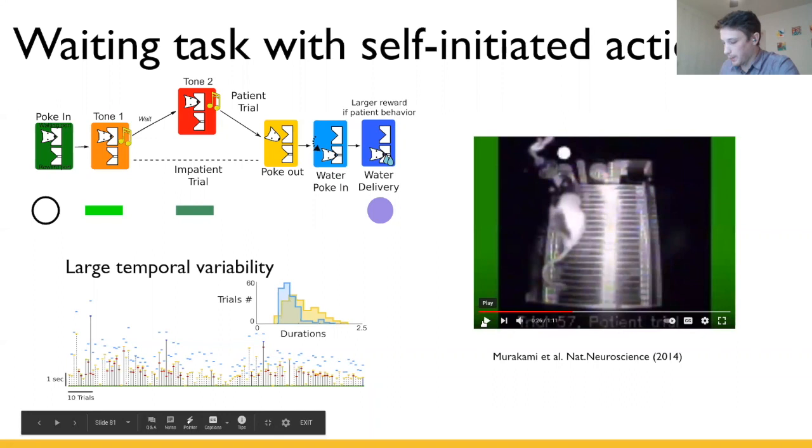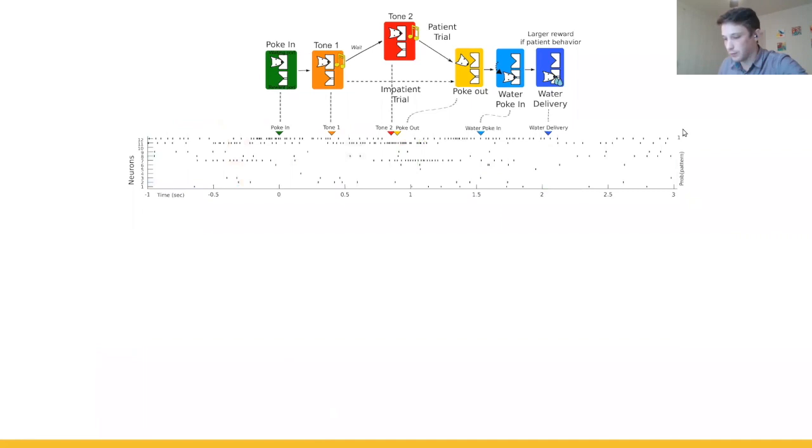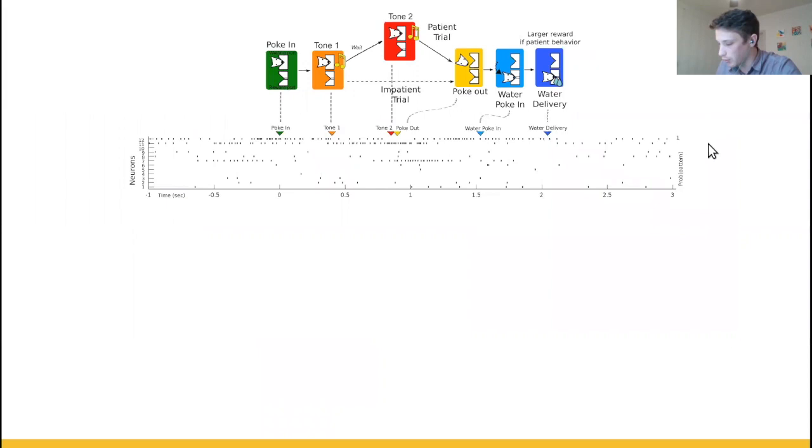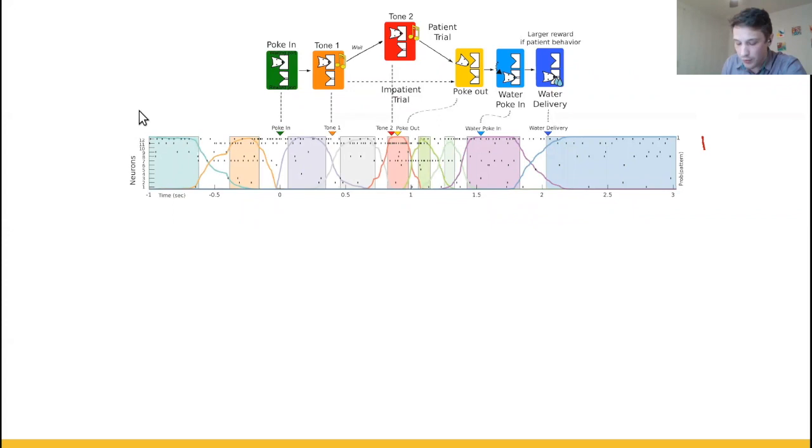Okay, so recordings were performed in the secondary motor cortex, and there were 12 or 20 neurons at a time that were simultaneously recorded across sessions. And one trial looks like this.